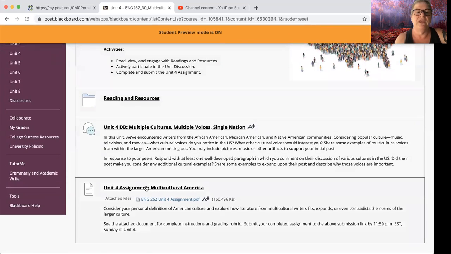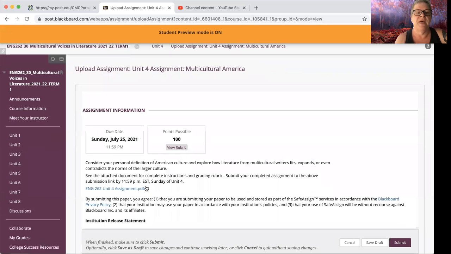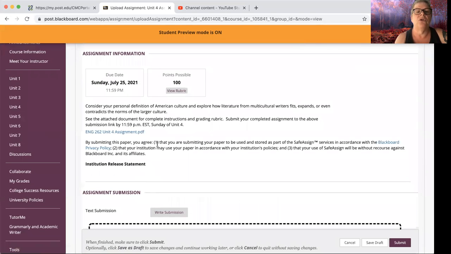And then the written assignment, let's pull that up. Now, as usual, there's a very, very short definition here.